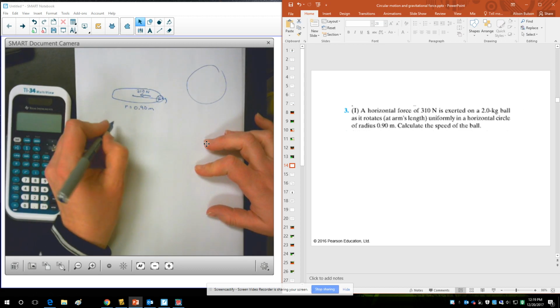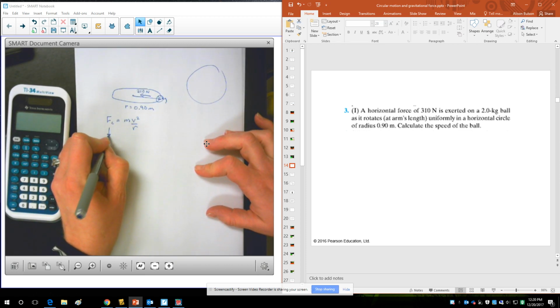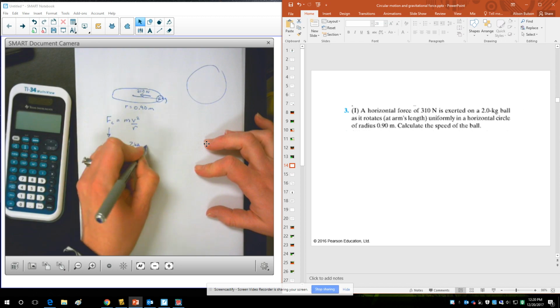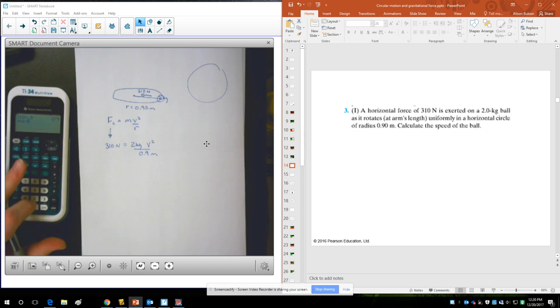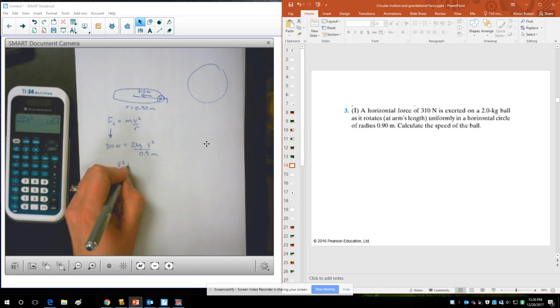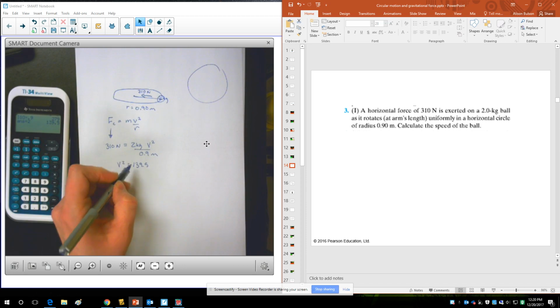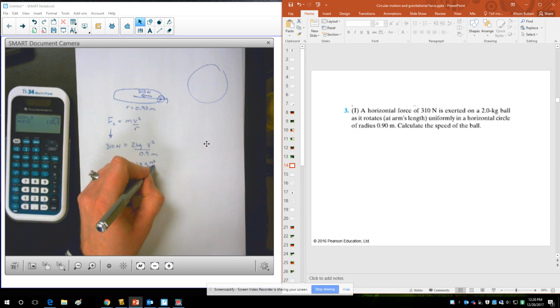So I'm thinking centripetal force is equal to mass times speed squared divided by radius. The centripetal force is that horizontal force, 310. The mass of the ball is 2 kilograms. Speed is what we want, and the radius is 0.9 meters. So 310 times 0.9 divided by 2 gives me 139.5. This is kilograms meters squared per second squared, or meters per second squared. We're dividing by kilograms, we're multiplying by meters, so we end up with meters squared per second squared.